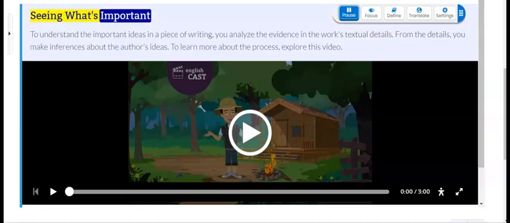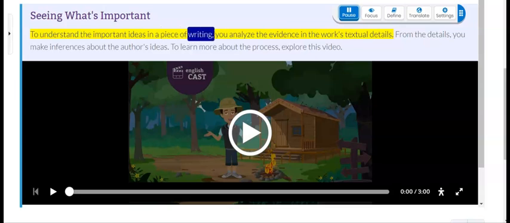Seeing what's important. To understand the important ideas in a piece of writing, you analyze the evidence in the work's textual details. From the details, you make inferences about the author's ideas. To learn more about the process, explore this video.